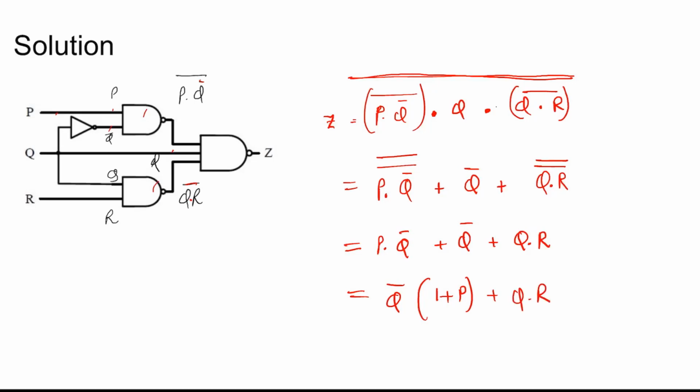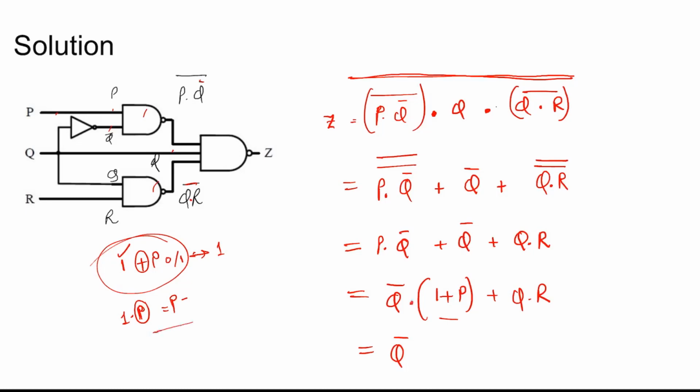1 plus P means 1 OR P. So 1 will always happen, right? Because even if P is 0 or 1, you will always get the net output as 1. So 1 plus P is always 1. And if you had 1 dot P, 1 AND P, then it would depend on the P value, right? But here 1 plus P is 1, and 1 dot Q bar is Q bar, right?